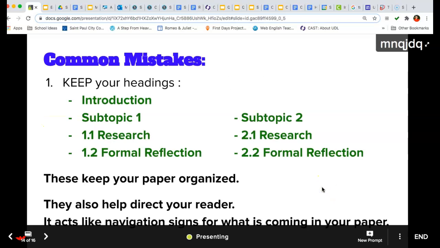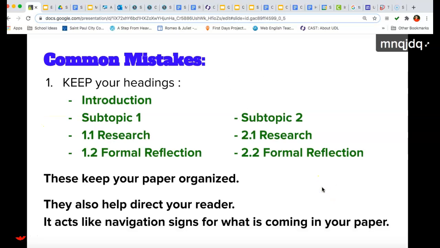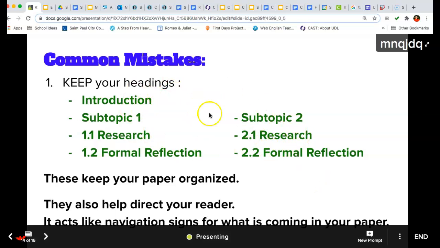Likewise, you want to make sure that your headings are all capitalized, and some of you deleted your headings out. You actually want to go back in and make sure you include the headings. So the bolded things that said introduction, or the subtopics, right? Number 1, the subtopic needs to be bolded and kept in there. 1.1 research, 1.2 formal research. These headings all still need to be in the paper.